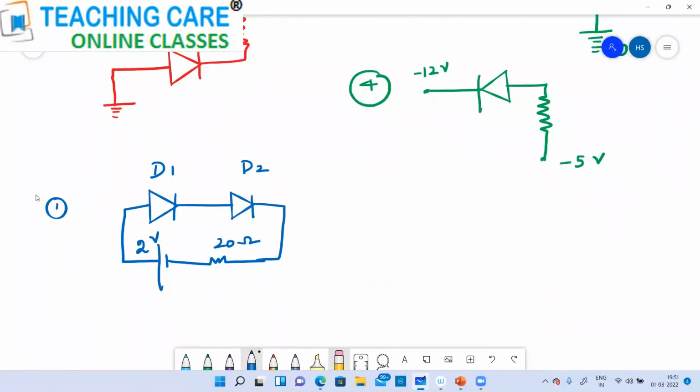Tell me. Both the diodes D1 and D2 are forward biased, isn't it? So what will be the current in the circuit? I equal to, here it is given directly, 2 by R, 2 by 20, 0.1 ampere.